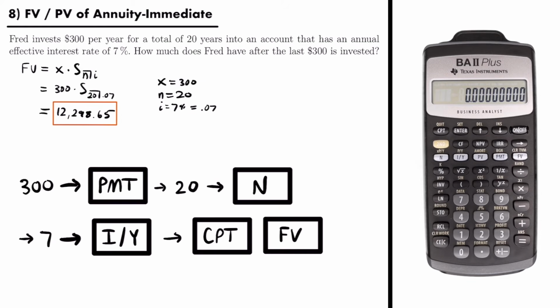All right, so now we're going to talk about how to find the future value or the present value of an annuity-immediate. And so this is typically the first type of annuity that you will learn about, as opposed to an annuity-due, which we will look at in the next section.